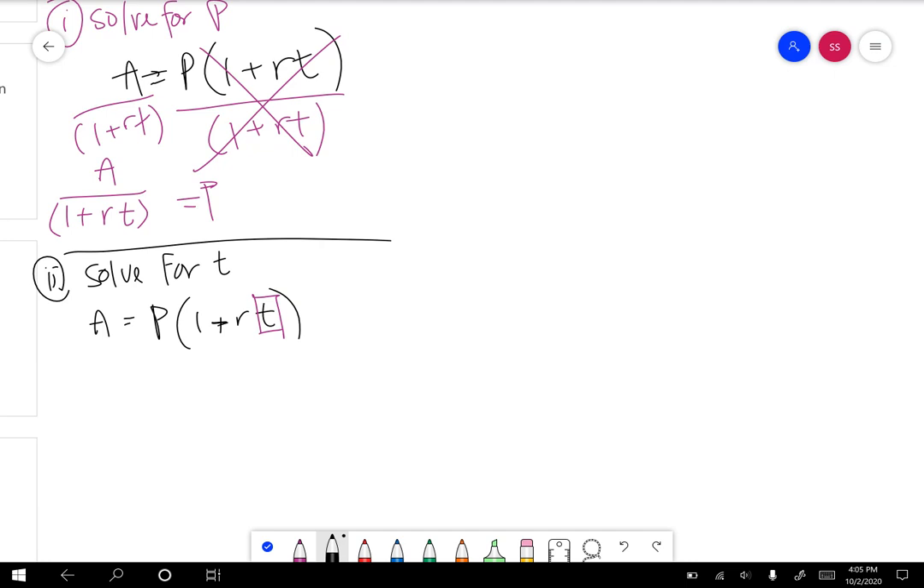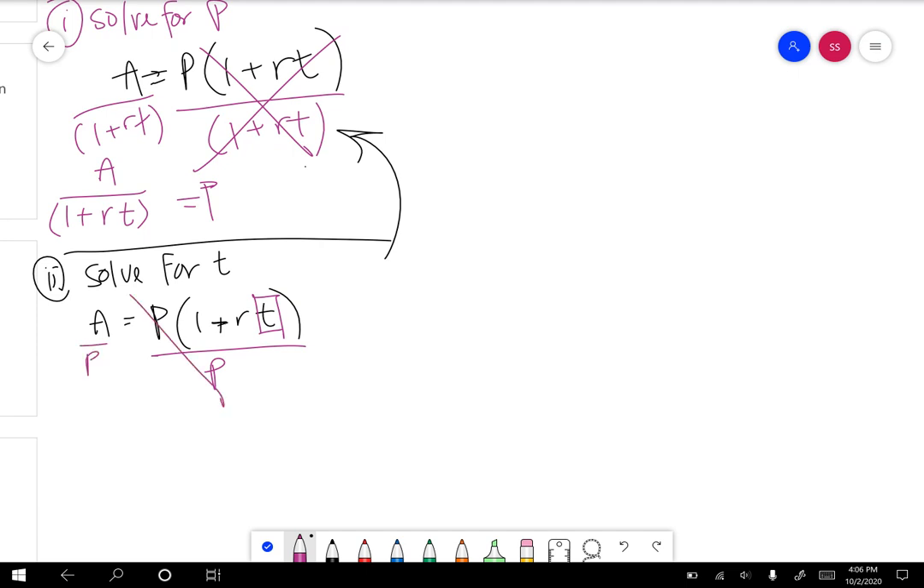Okay, but again, just like we did up here, we could divide this quantity by the one it's being multiplied by to get rid of it. Okay, so in this case, instead of dividing by 1 plus RT, we want to divide by P.